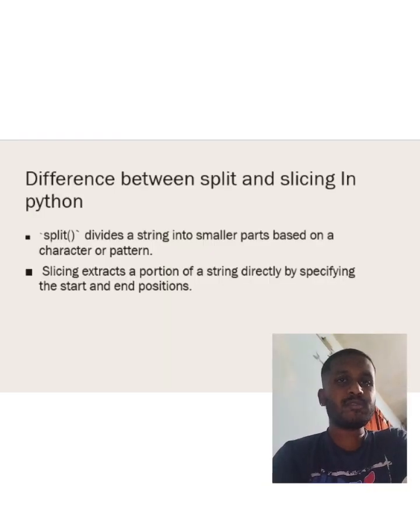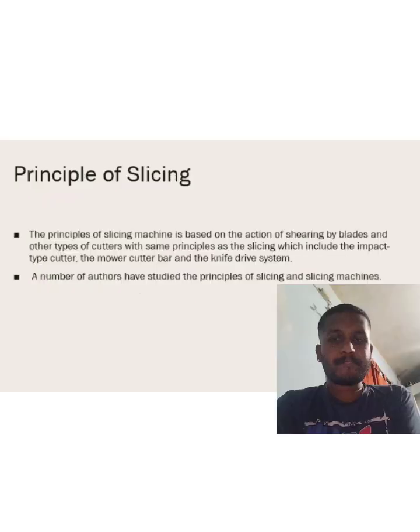Difference between split and slicing in Python. Split divides a string into smaller parts based on a character or pattern, whereas slicing extracts a portion of a string directly by specifying both start and end points. Principles of slicing. The principle of a slicing machine is based on the action of shearing by blades and other types of cutters. A number of authors have undertaken studies of the principle of slicing and slicing machines.